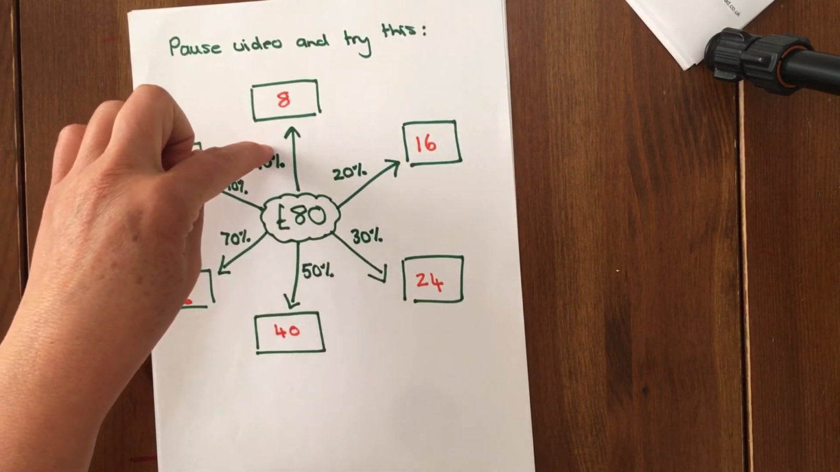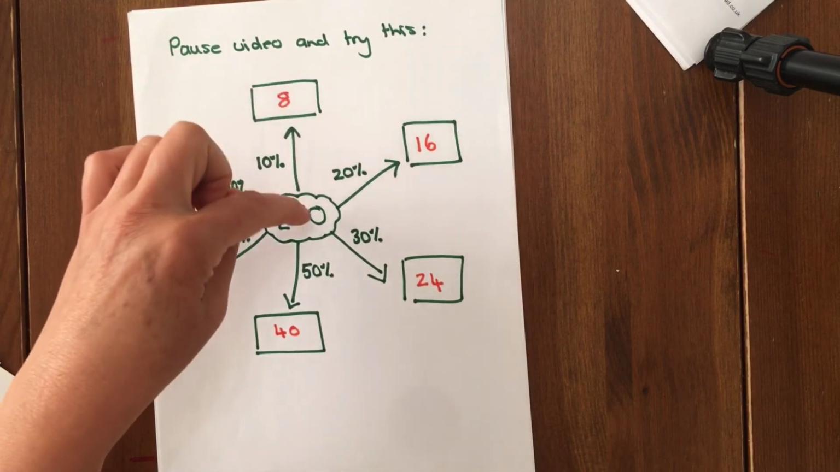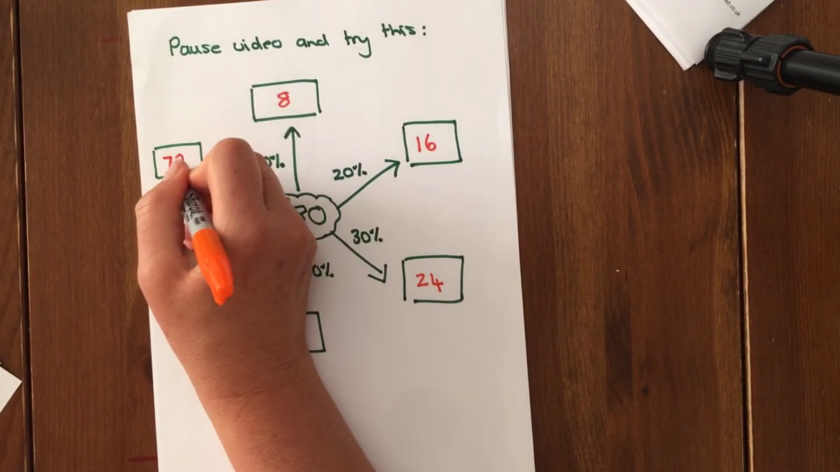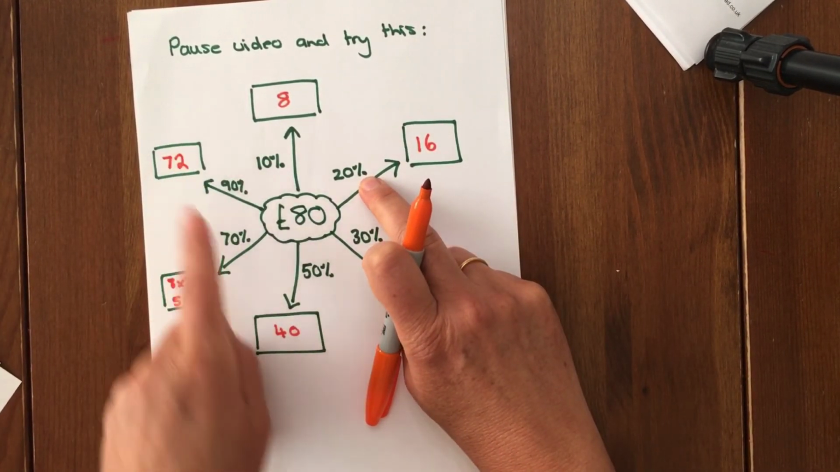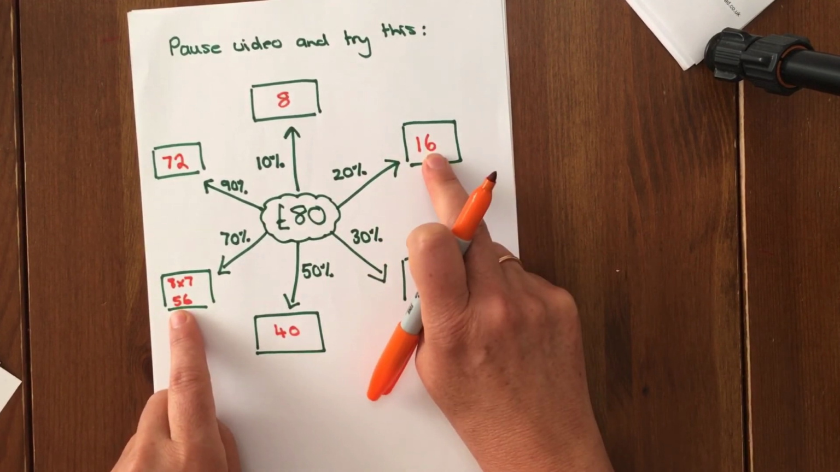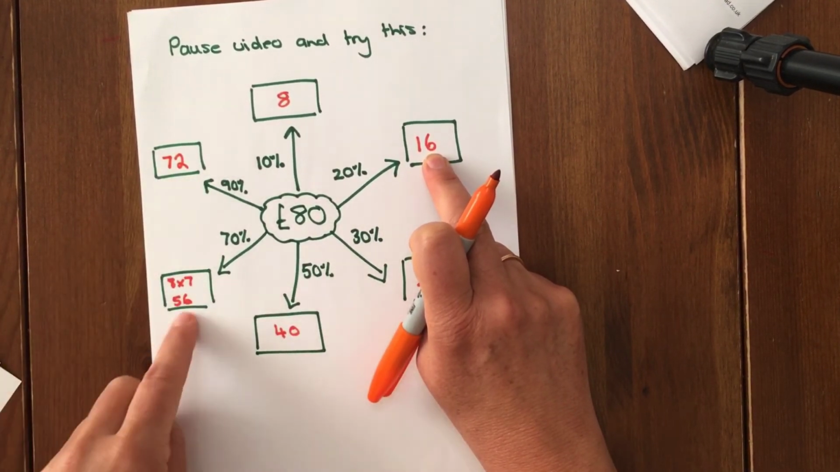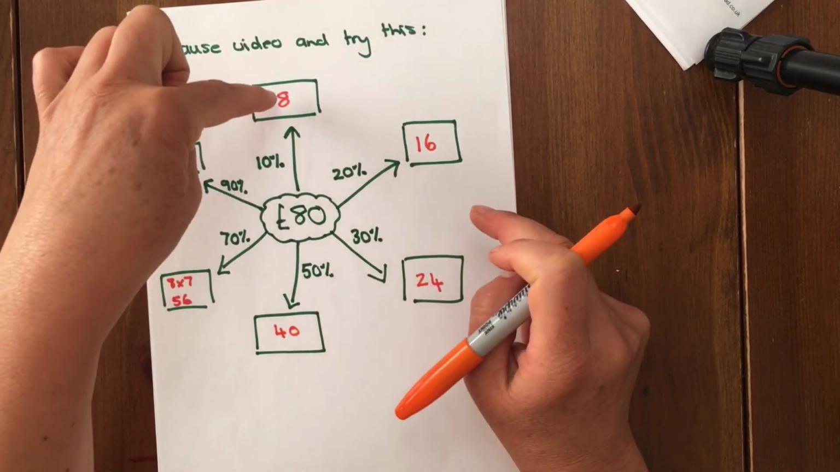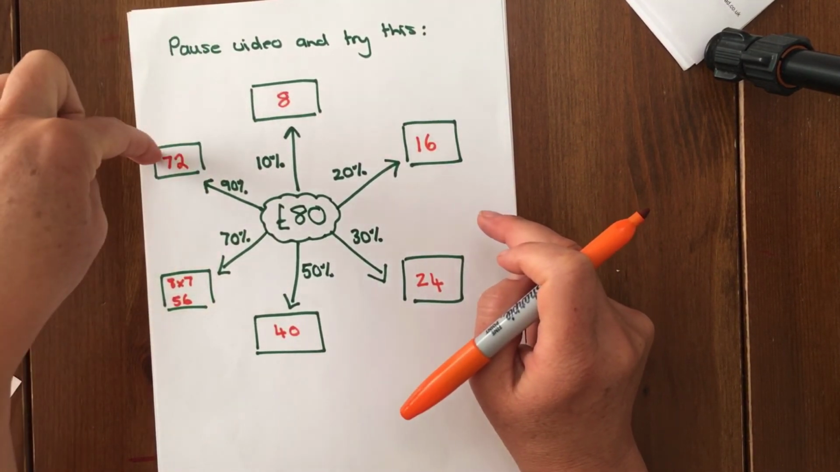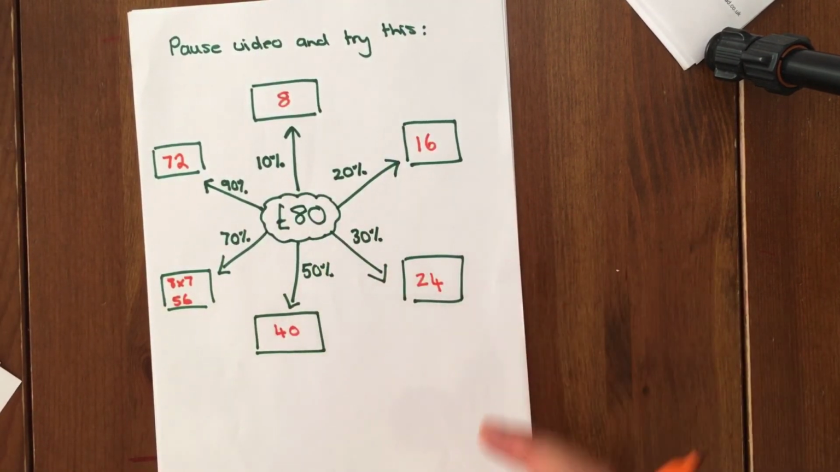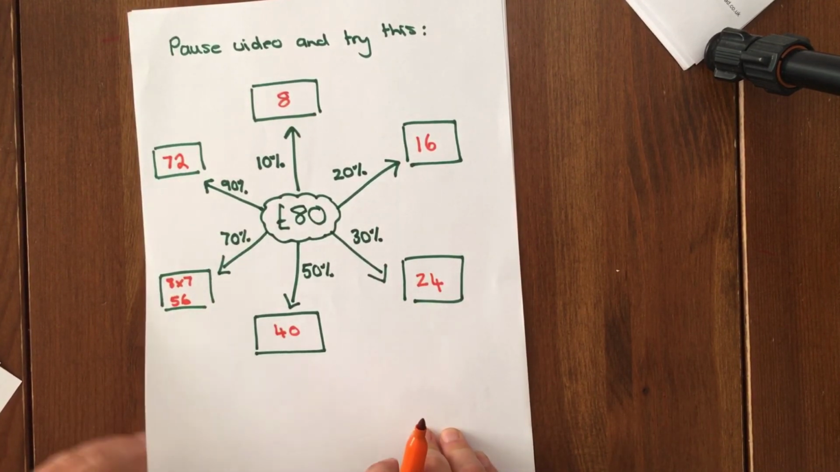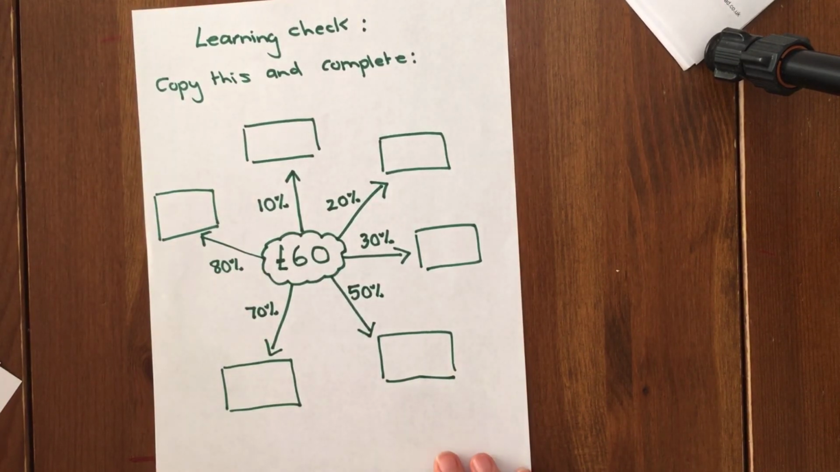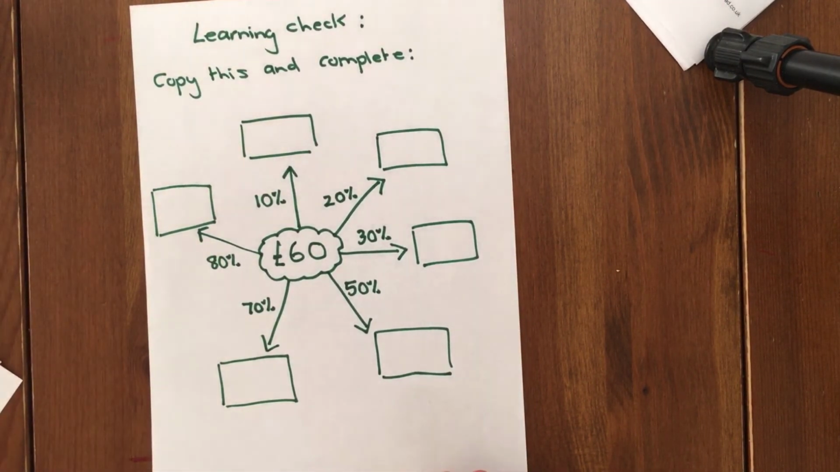90%, well, I could just do 10% away from 100%, so 8 away from 80 is 72. Or I could just do 70% add 20% will give me 90%, so 56 add 16 will give me 72. Or 10%, 8 times 9, 8 nines are 72. Lots of different ways to find these answers. So here is your learning check now, which you're going to write into your books and send me a lovely picture of. So draw this, fill in the blanks, and that is the end of your lesson.